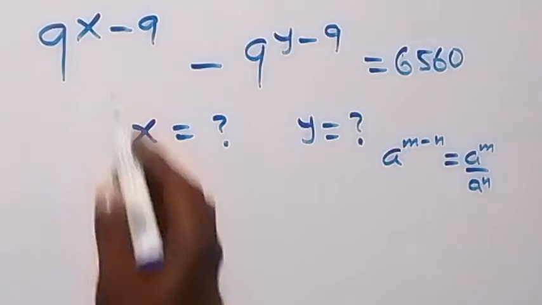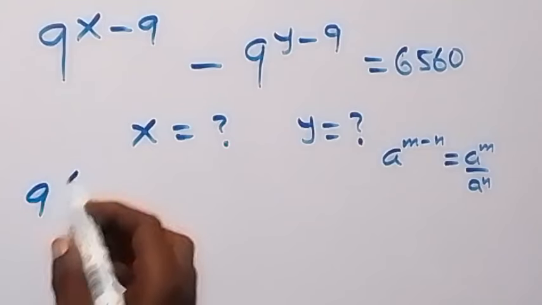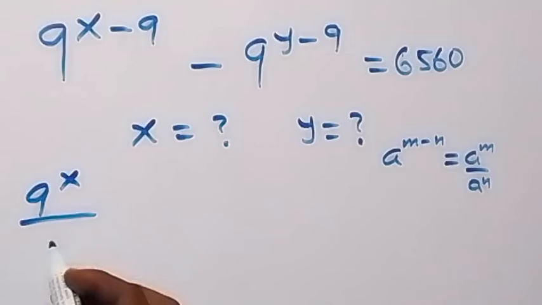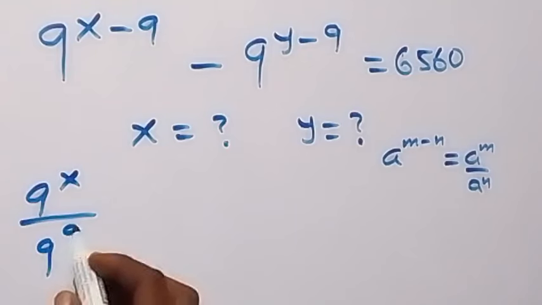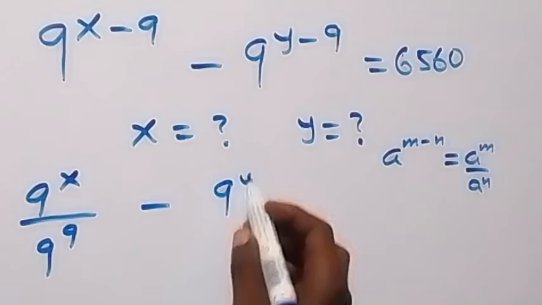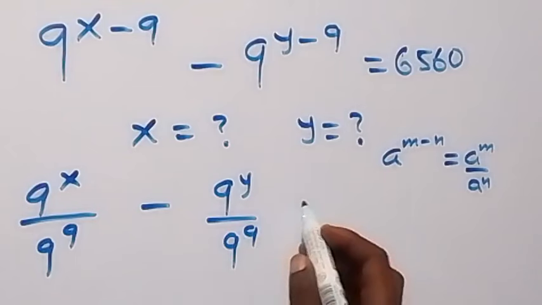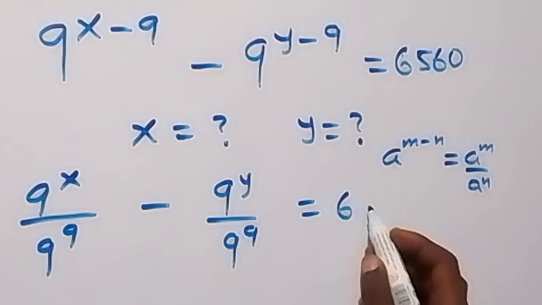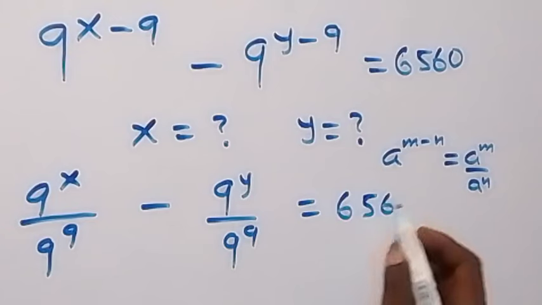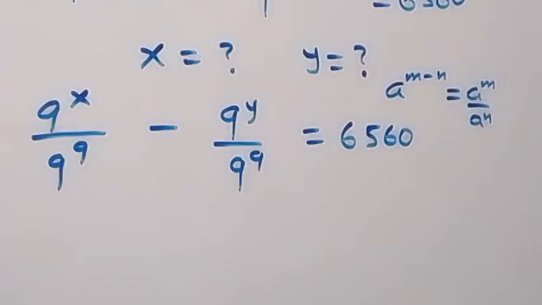So now let's apply this here, and this can be written as 9 raised to power x over 9 raised to power 9, then minus, equally here we have 9 raised to power y over 9 raised to power 9, then equals 6560 on this side. Then next, we have this, then we can bring it together.